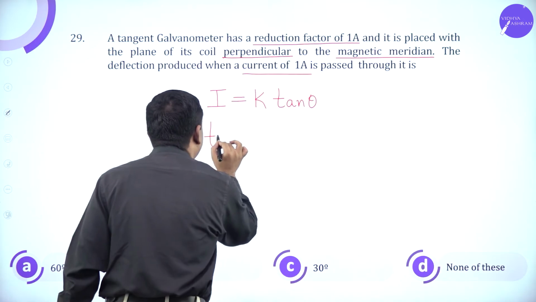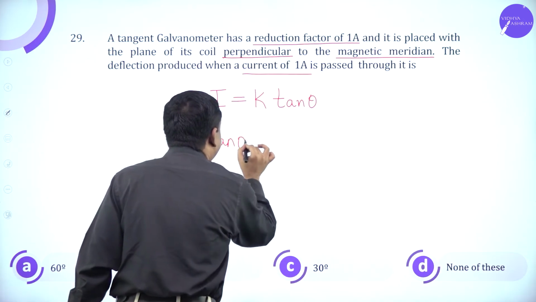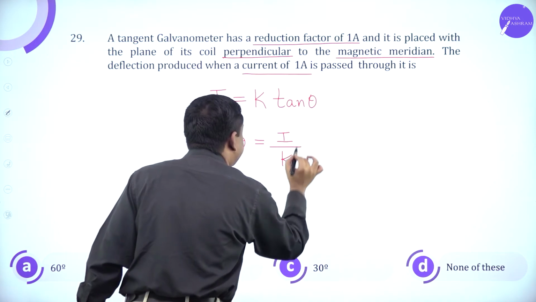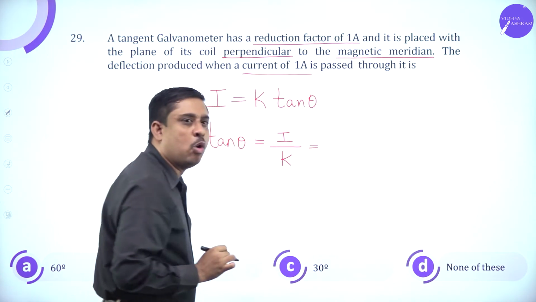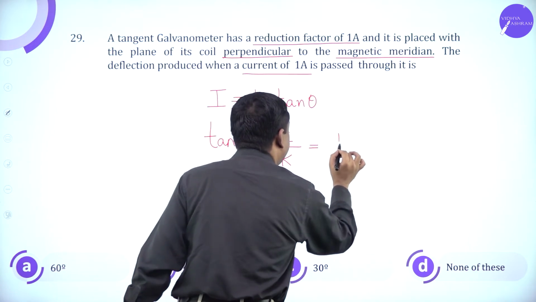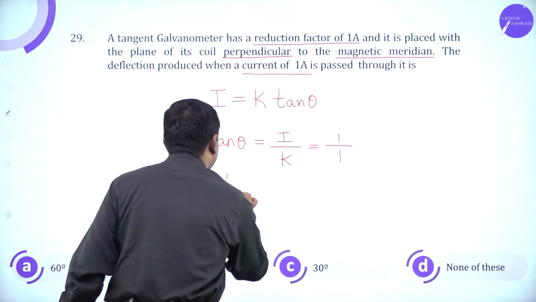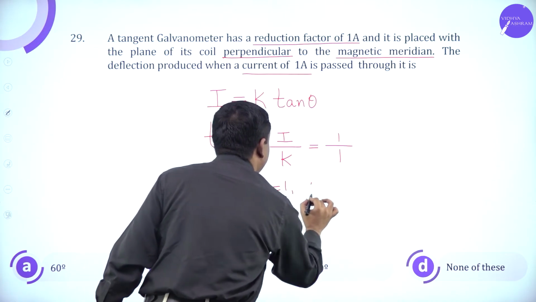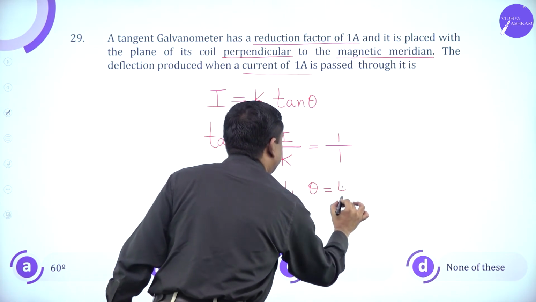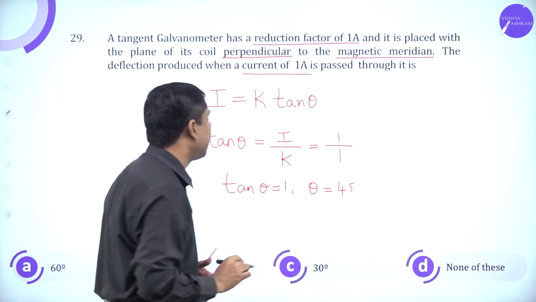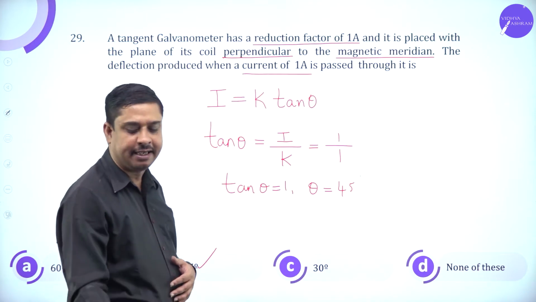So here, tan theta is I divided by K. What is the magnitude of current passed? 1 ampere. K is 1. Tan theta is 1, which clearly means theta is 45 degrees. So the answer is 45 degrees.